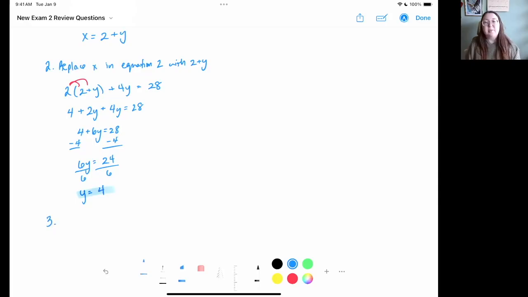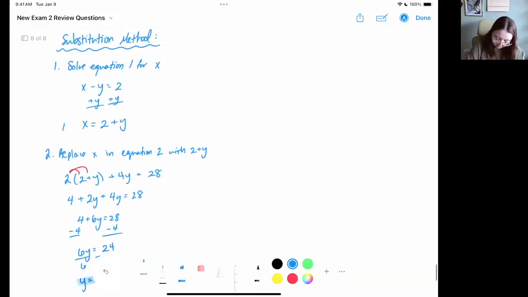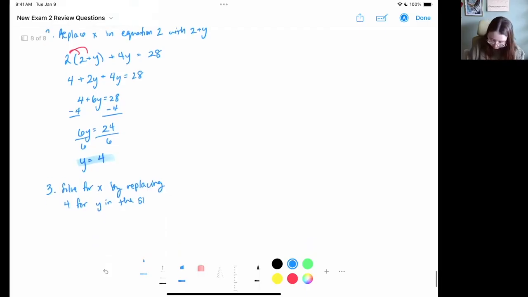So we want to solve for x. We need both, x and y. So we can solve for x by replacing y with 4 in the equation we ended up with at step 1, right here at the end. We're going to call that the starred equation.